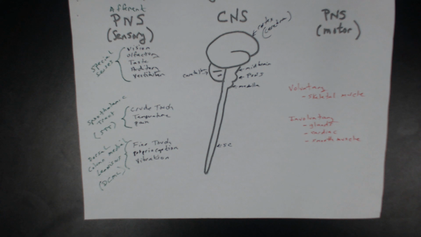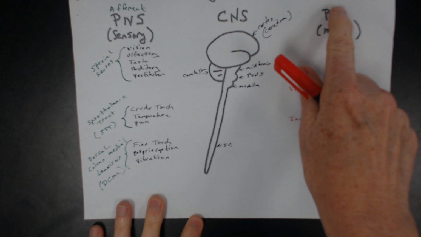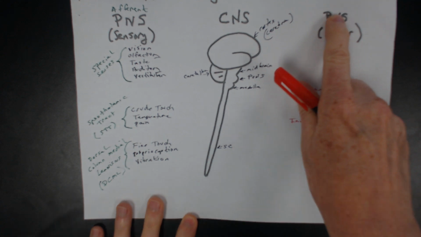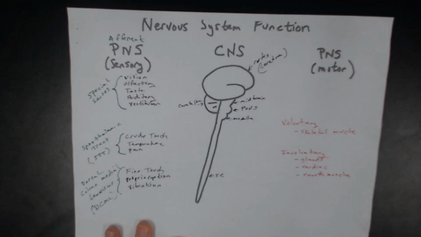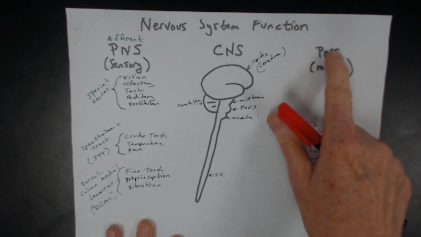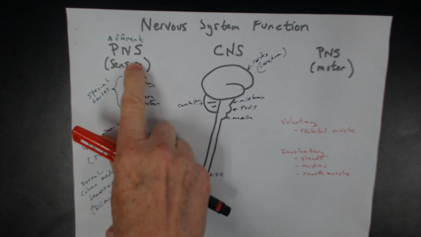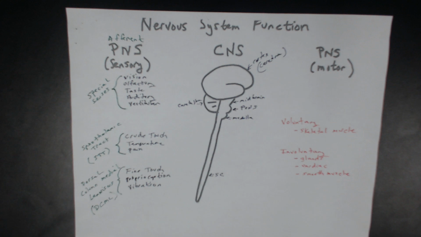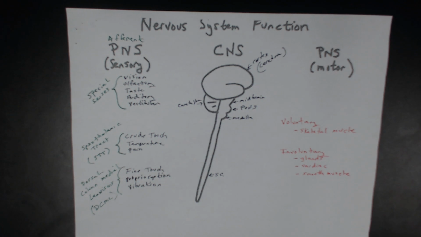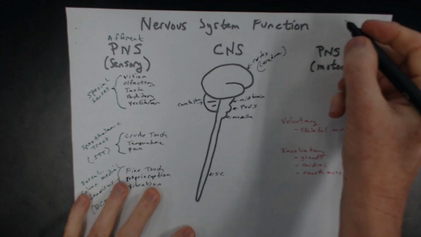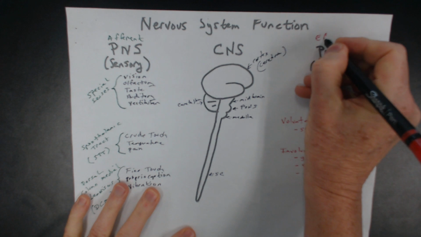And when I did that, this time I realized I left out a word up here. One word that should go over the PNS motor. So PNS sensory, that's considered afferent information. Does anyone know what the PNS motor information is called? Efferent. Good. I just want to make sure everybody's on the same page. This is efferent, E-F-F-E-R-E-N-T.